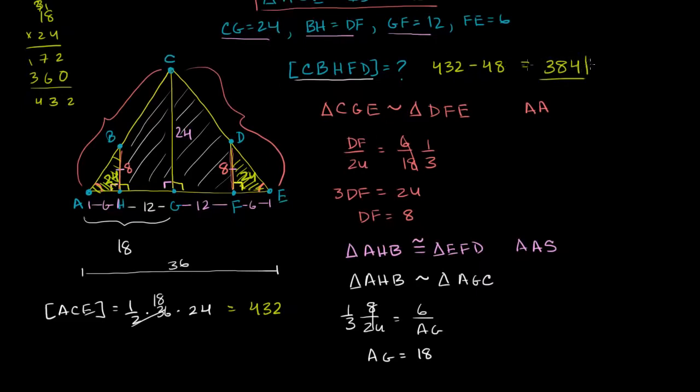whatever the units were. If these were in meters, then this would be meters squared. If this was centimeters, this would be centimeters squared. Did I do that right? Let me go the other way. If I add 40 to this, 24 plus another 8 gets me to 432. Yep, we're done.